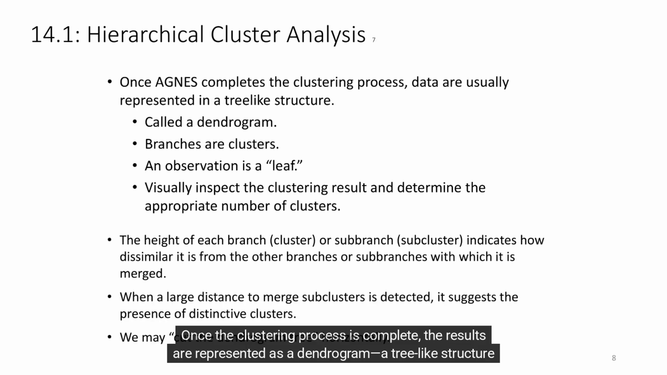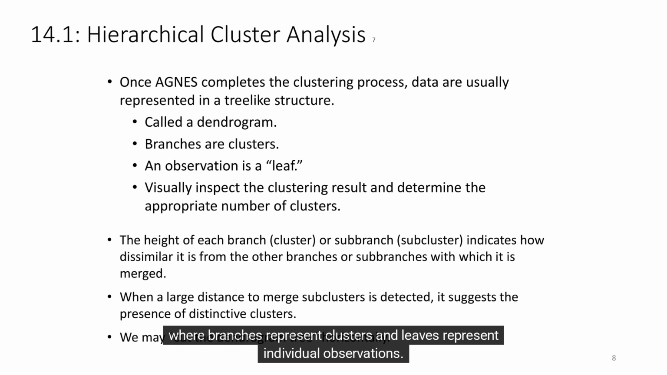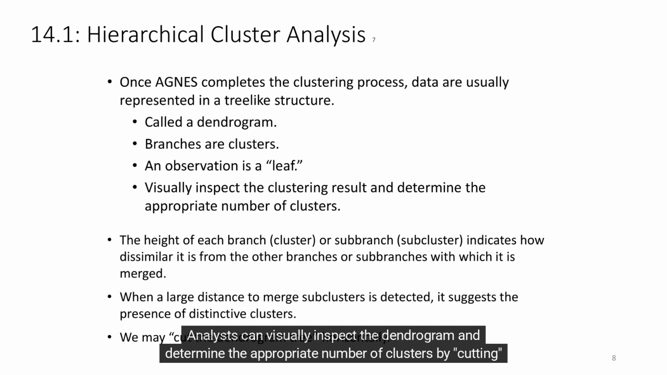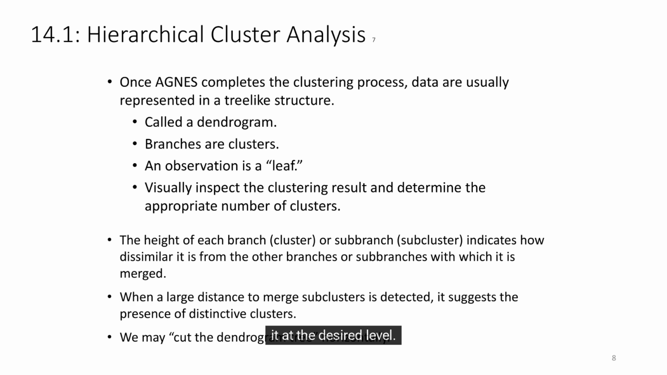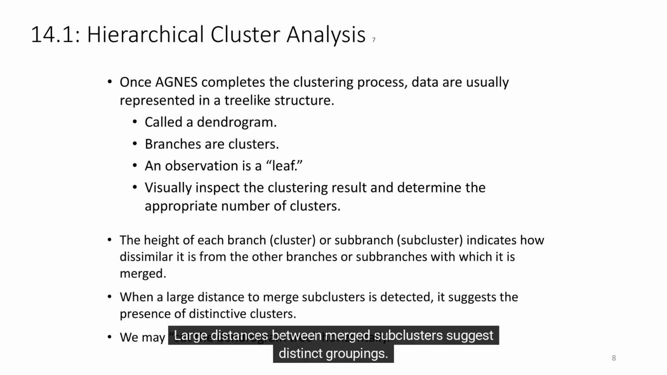Once the clustering process is complete, the results are represented as a dendrogram, a tree-like structure where branches represent clusters and leaves represent individual observations. The height of the branches indicates dissimilarity between clusters. Analysts can visually inspect the dendrogram and determine the appropriate number of clusters by cutting it at the desired level. Large distances between merged subclusters suggest distinct groupings.